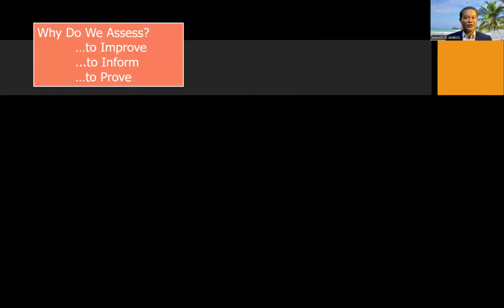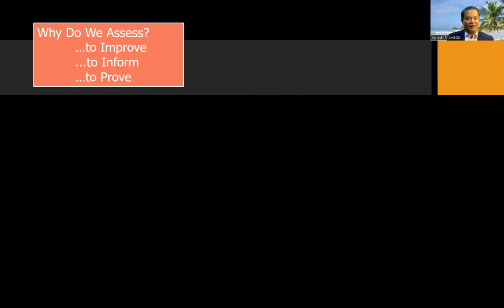So the question is now, why do we assess? There are actually three reasons. The first, to improve. The second is to inform. The third is to prove. To improve the score or the way we teach. To inform about the progress of our students and learners. And to prove that you have done your best as a teacher in teaching, and to prove that your students learned something.